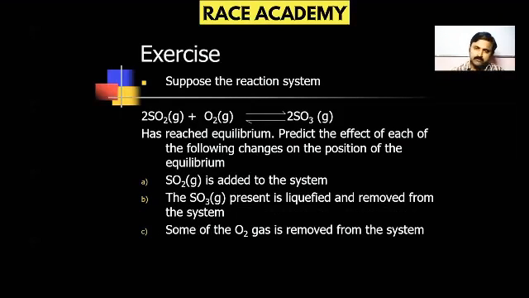O2 gas is removed from the system. So when you remove the O2 gas, what will happen? Equilibrium always tries to shift towards the side where SO3 will become SO2 plus O2. So the equilibrium shifts in the left-hand direction, the backward direction.